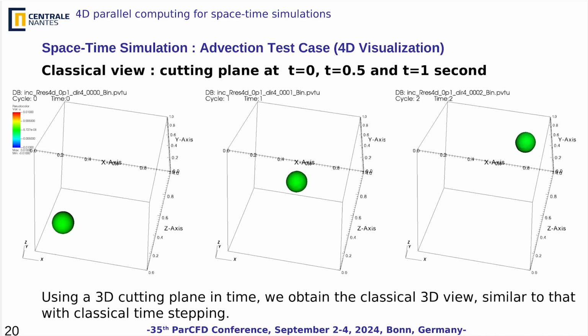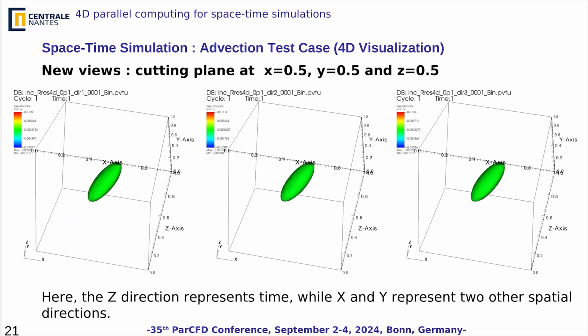But we can also do that cutting plane at x equals 0.5, y equals 0.5, and z equals 0.5. Here the z direction represents the time, and x and y represent the two other space dimensions. And we have this kind of representation that will be very difficult to obtain in a classical time stepping formulation.